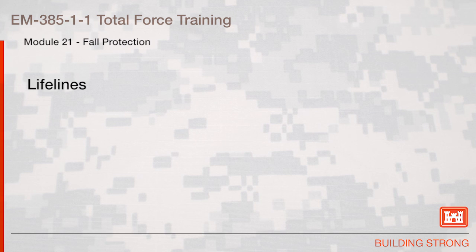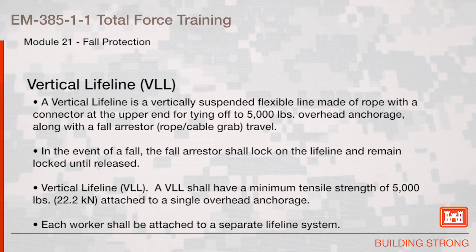Lifelines. Vertical lifeline. A vertical lifeline is a vertically suspended flexible line made of rope with a connector at the upper end for tying off to a 5,000-pound overhead anchorage, along which a fall arrestor, rope, or cable grab travels. In the event of a fall, the fall arrestor shall lock on the lifeline and remain locked until released. Vertical lifeline, also known as VLL.